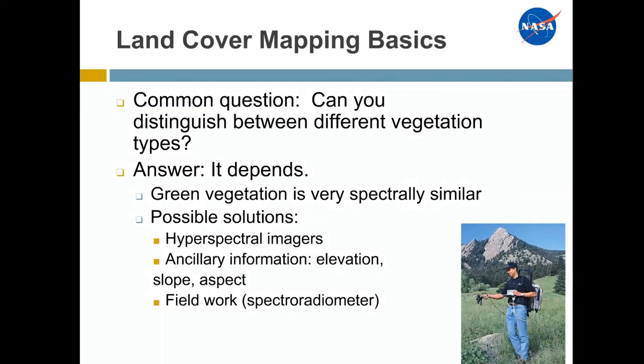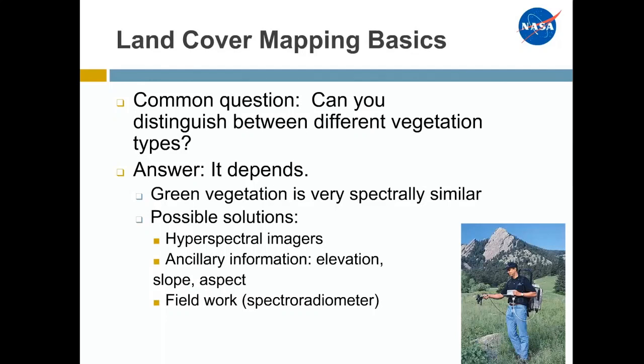One of the most common questions we get is, can you distinguish between different vegetation types? The answer is, it depends. Using a multispectral sensor like Landsat, green vegetation looks very similar, and it is often very difficult to distinguish between different vegetation types. However, there are various methods that may help.